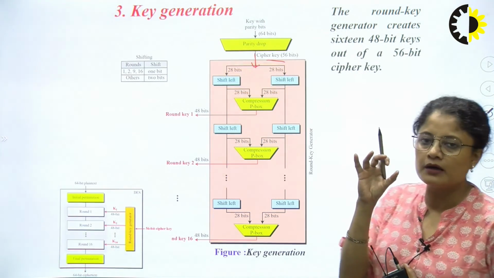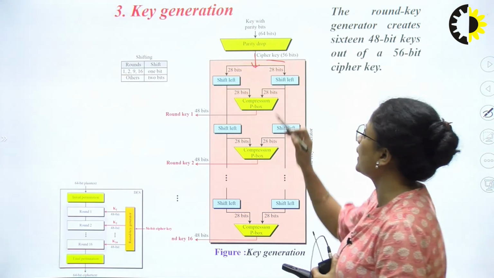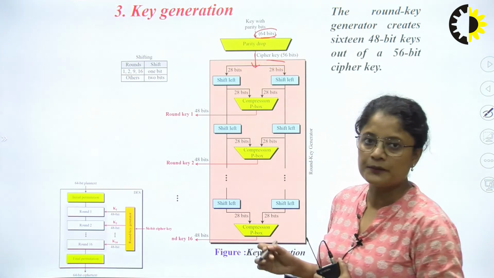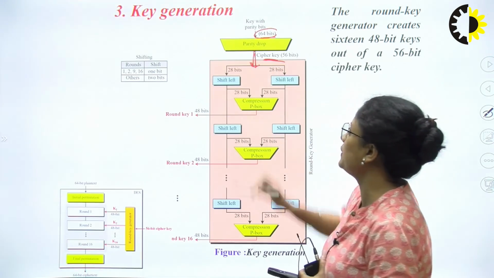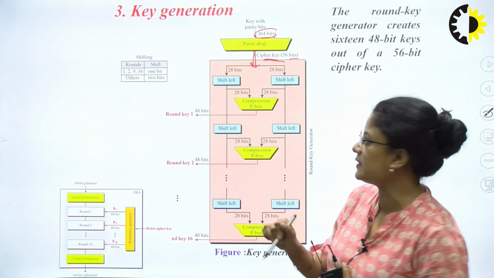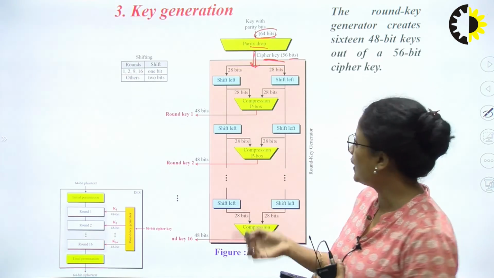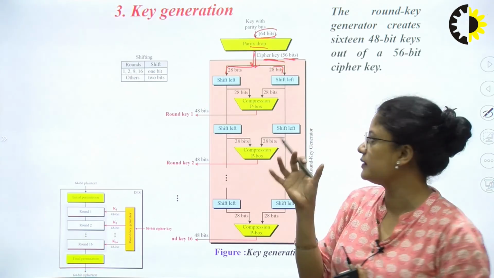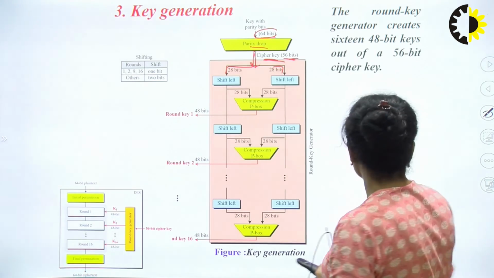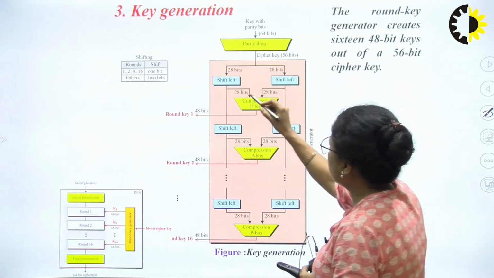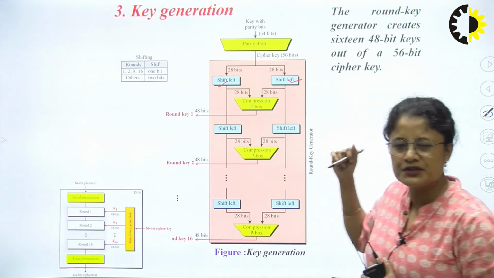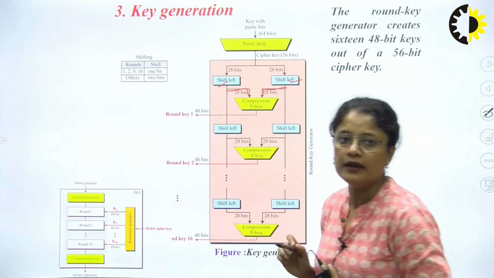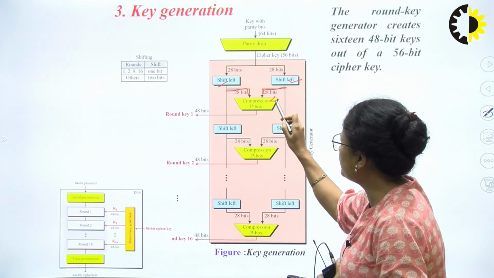For parity purposes, as we have all learned in networking, we make it 64. The key is basically a 64-bit key with parity bits included. We remove the parity and come down to a 56-bit key. Once we have a 56-bit key, we divide it into 2 halves of 28 bits each. Each 28-bit half is shifted left, and after the left shift we get a new 28-bit key.